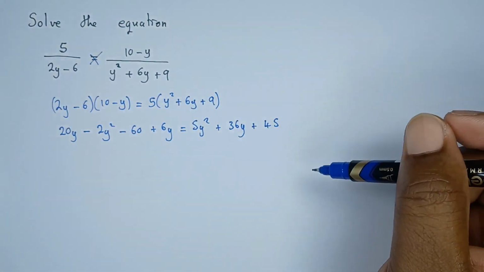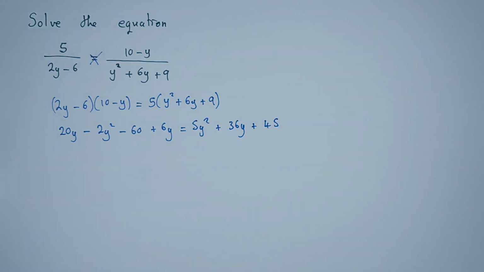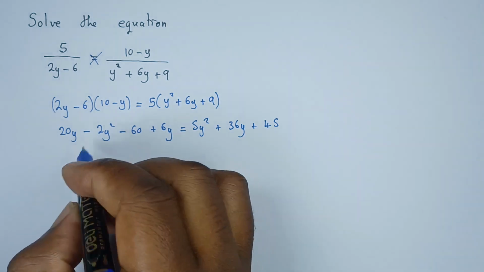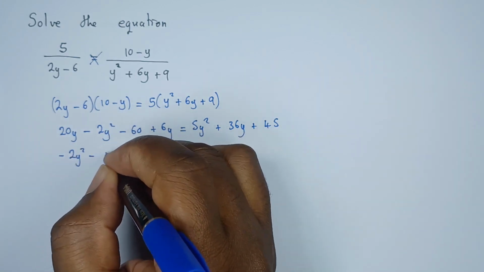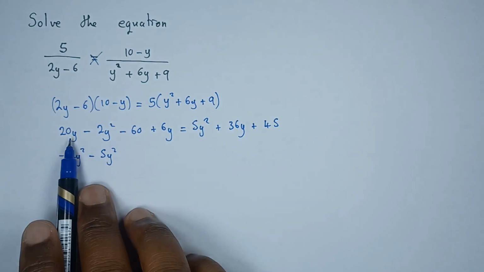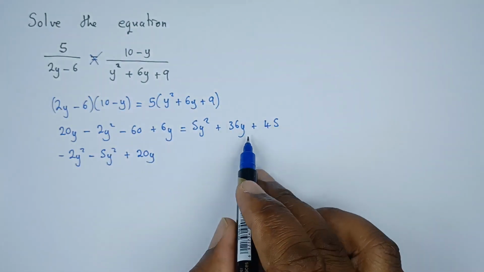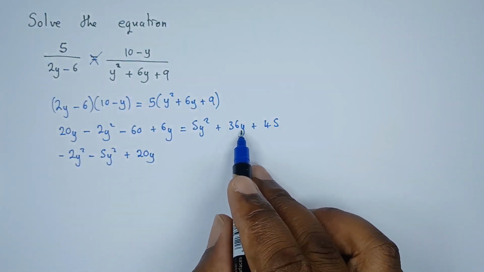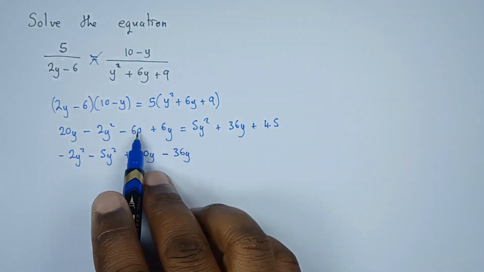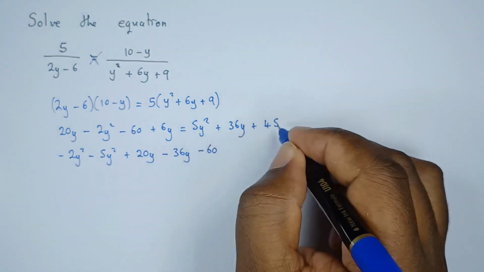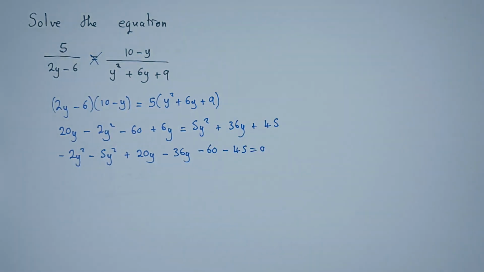At this stage, it's just a matter of grouping like terms so that we solve this quadratic equation. So grouping like terms, on this side we have negative 2y squared. We can bring this to the other side, it becomes minus. We have the 20, we have the 6, that gives us 26. This side we have 36y, so if it comes this side, it becomes minus 36y. We have the 60, and the 45 can also come this side. All this is equal to 0.